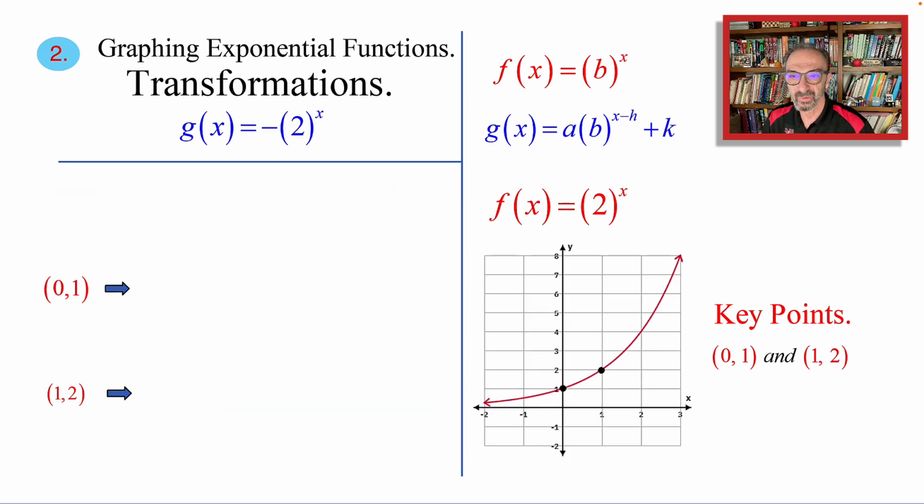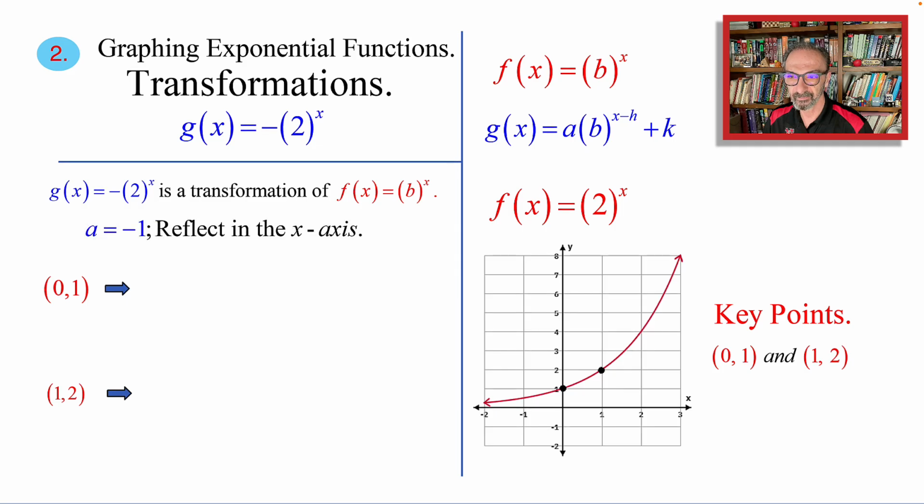Number 2. The transformation that is happening right here is the negative sign up front, which means a is negative 1. If a is equal to negative 1, we have to reflect the graph in the x-axis, because if this is called y, what we have here is minus y. So the new function is minus the original y. So the y values will be, instead of being positive, negative, reflected in the x-axis.